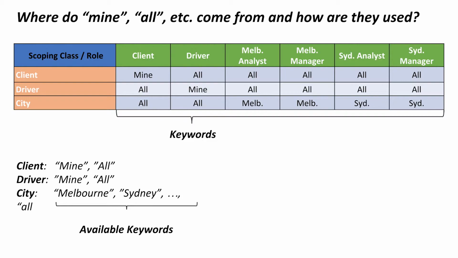For our ride-sharing app, we needed the keywords mine and all for both client and driver, and we decided to use the name as the keyword for the city scoping class. The reason for this will become clear very soon.